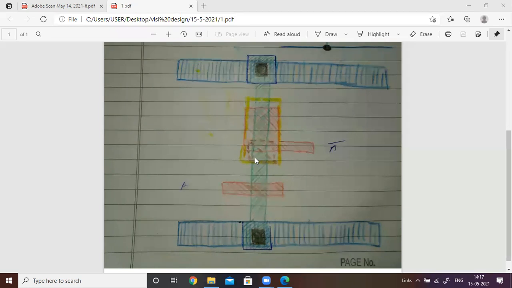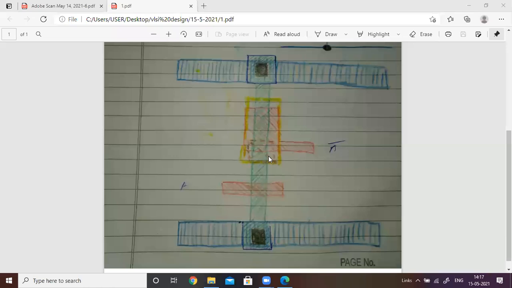It becomes 4 lambda into 4 lambda buried contact. Draw crossings with the same brown color. Draw a dotted line by using brown color and join the diagonal corners by using the same color. This is the symbol of the buried contact.